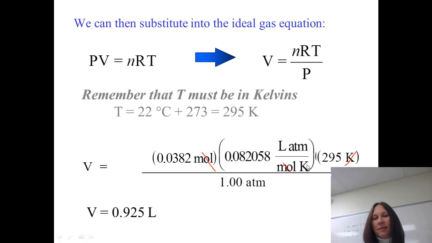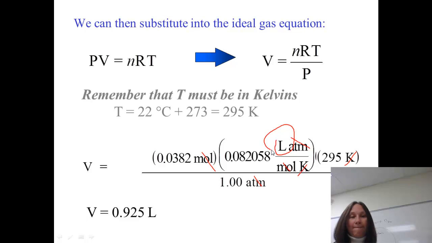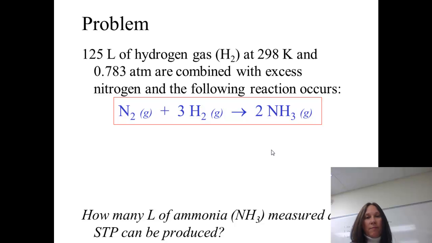Then it gives me some information about my ammonia. It says down here, how many liters of ammonia, so next to my volume for ammonia, I'm going to put a question mark, volume. How many liters of ammonia can be measured at standard temperature and pressure? So this is where you're going to have to remember, we said standard pressure is 1 atmosphere. I'll go ahead and give it 3 sig figs, 1.00 atmosphere. And standard temperature is 0 degrees Celsius, which is 273.15 Kelvin, but I'll just go with 3 sig figs, 273 Kelvin. Cool.